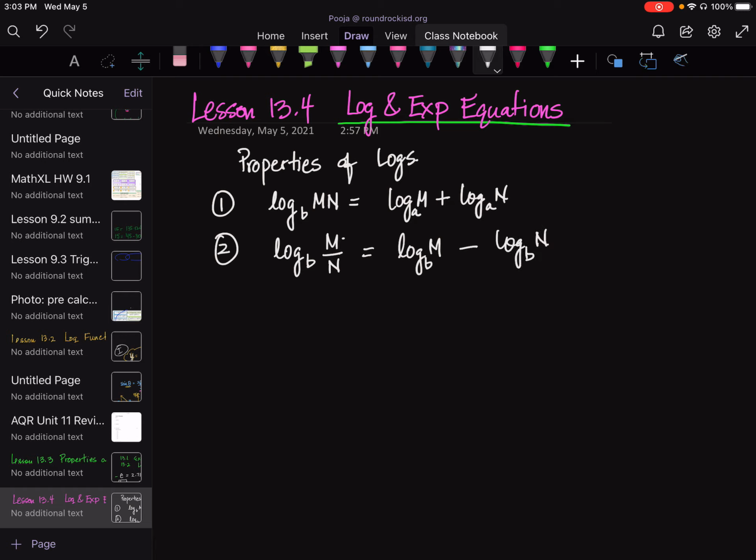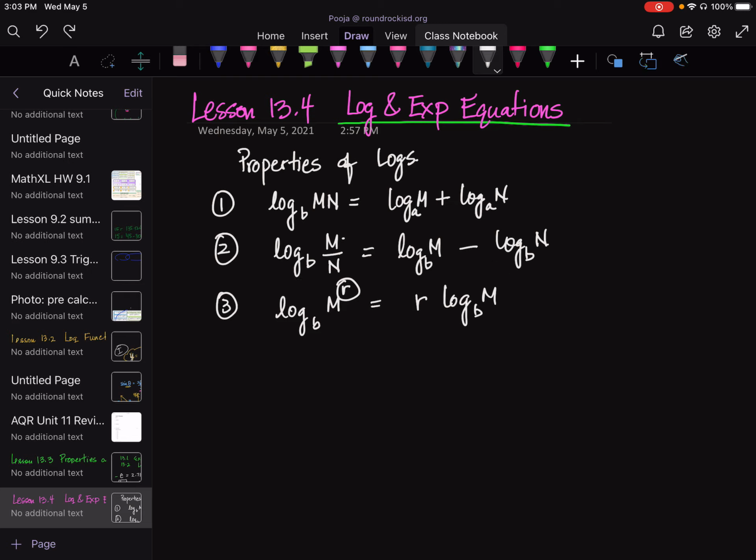And the third property we did was the power property, that if we are taking log of something raised to the power of r, then that is the same as the product of the power and the log itself. So basically this power can be brought in the very front here and then multiplied with the rest of the log. And backwards as well. If there's already a number sitting here in front, we can take it up here and make it the power of the log.